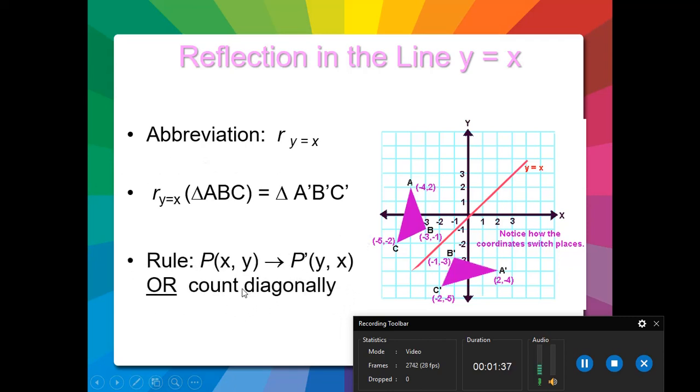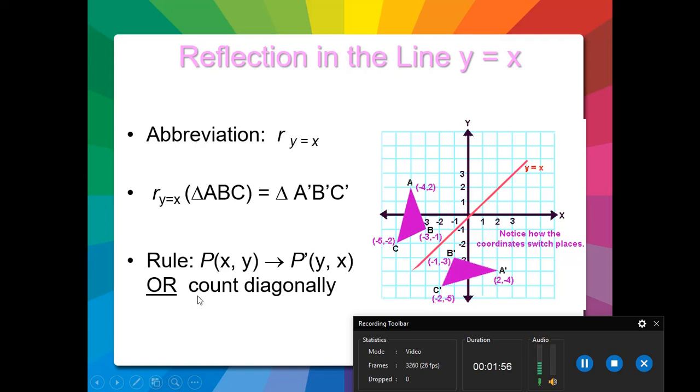So with this specific line, y equals x, we do have a rule. So we have generically point P located at x, y. It will map itself to P prime by switching the location of x and y. So this rule will always hold true for the line y equals x.